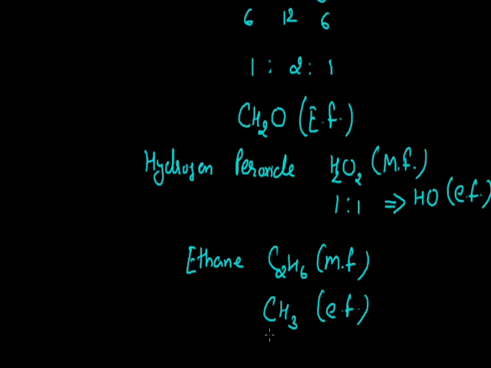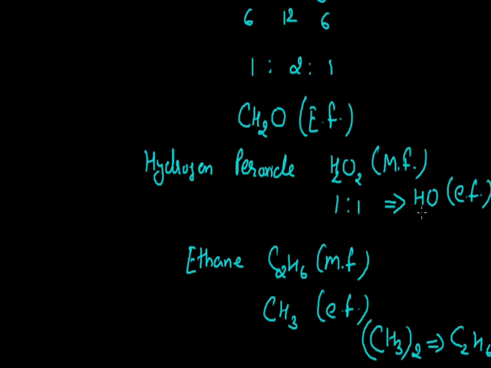So here the empirical formula of ethane is CH3, while the molecular formula is C2H6. If I take the CH3 and multiply the number of each atom with the value 2, the final formula will be C2H6, and that is the molecular formula of this ethane.